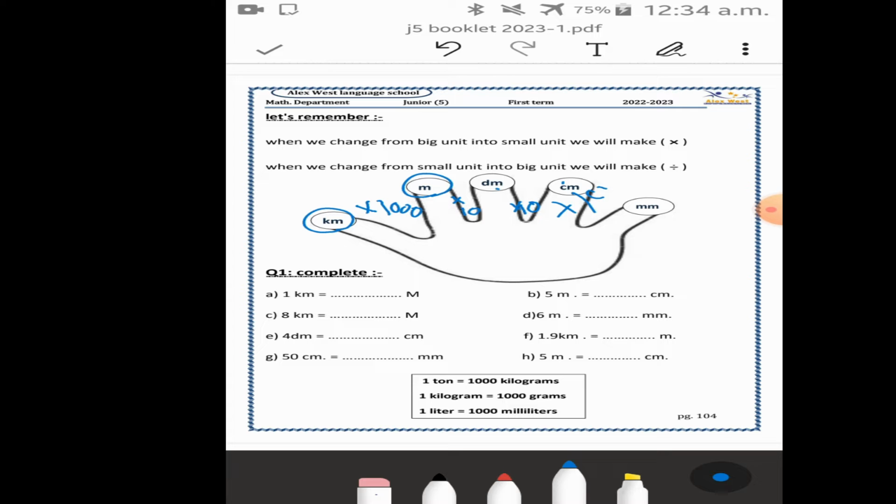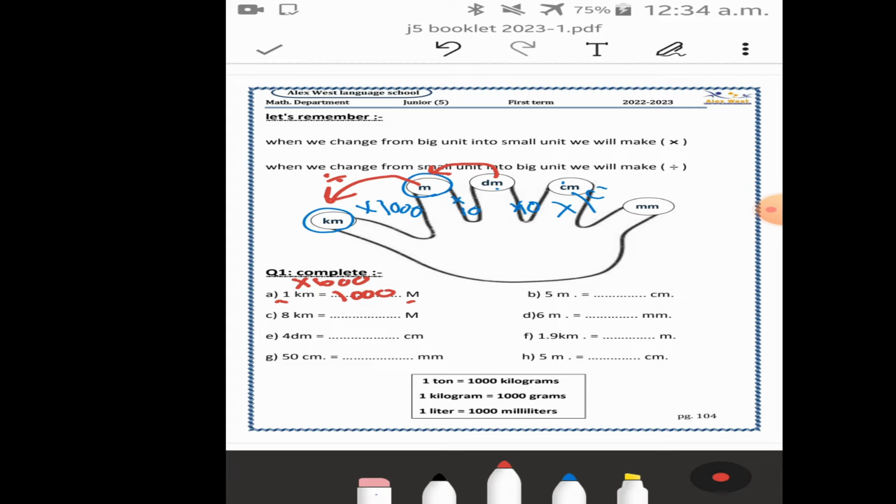And if I wanted the inverse, if I wanted to change from meter to kilometer, what do I have to do? If I want to change from a small unit to a big unit, I have to divide. Divide by what? By the same number, which is 1,000. If I wanted to change from decimeter to meter, I have to divide by 10, and so on. So here, to convert 1 kilometer to meter, I have to multiply 1 by 1,000. So 1 times 1,000, the answer will be 1,000.